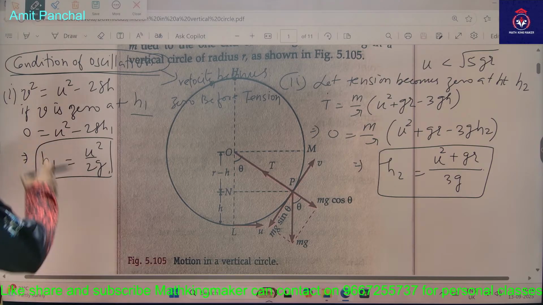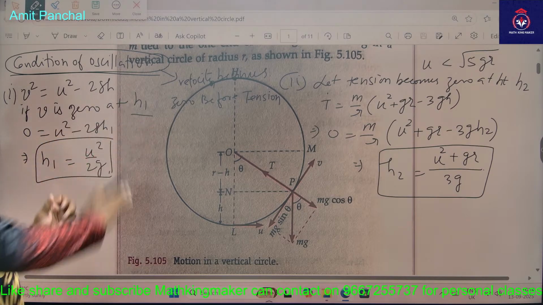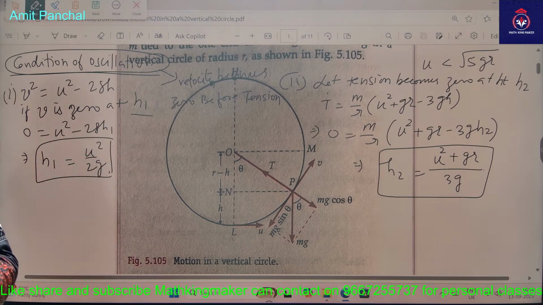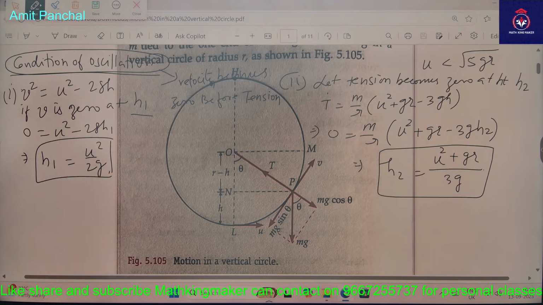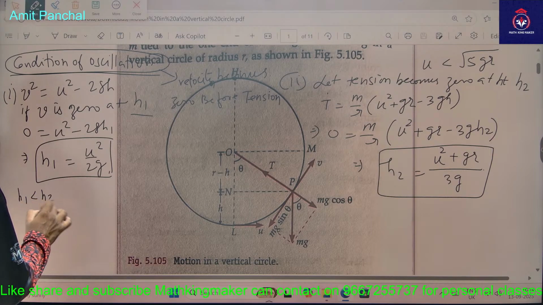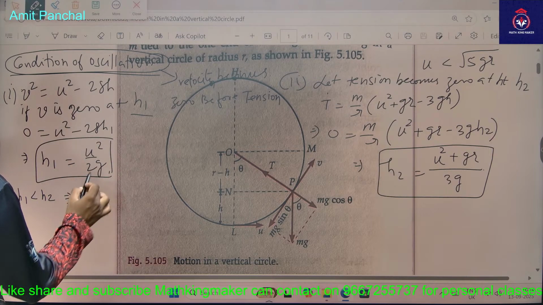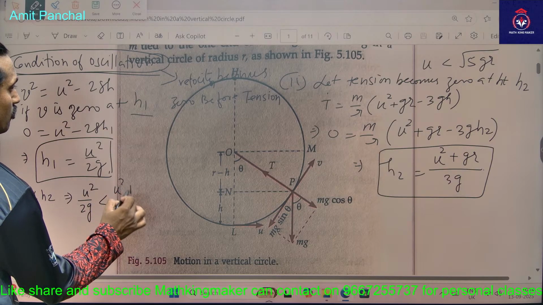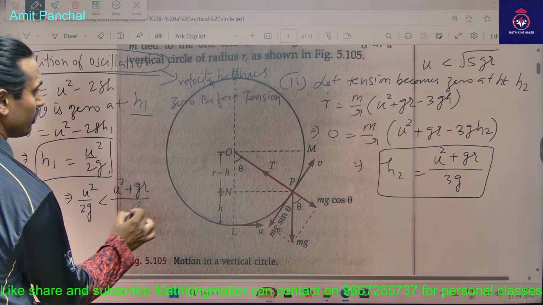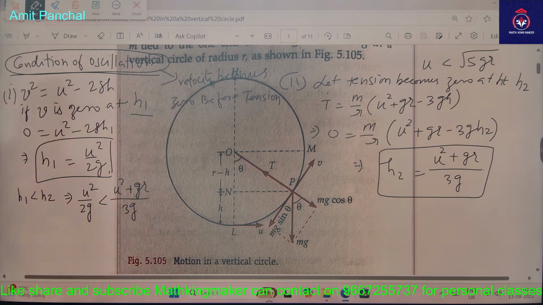Velocity becomes 0 before tension. Before tension it is becoming 0. So H1 will be less than H2. So we'll establish that relation: u square by 2g is less than u square plus gr divided by 3g.